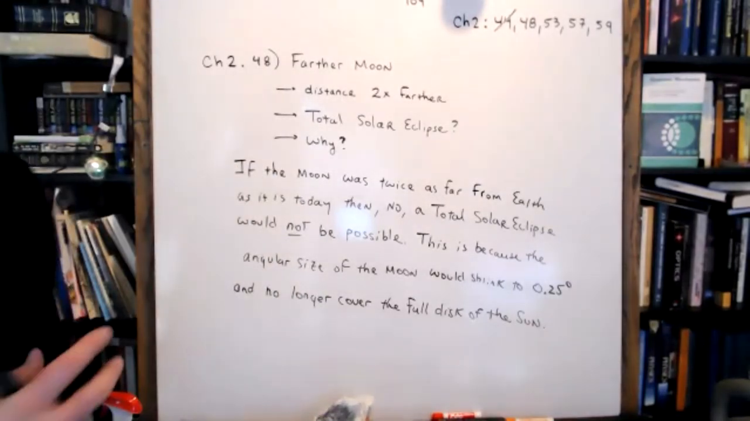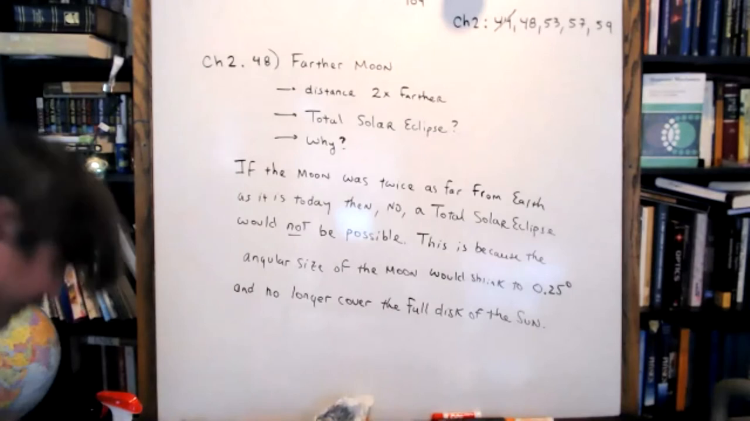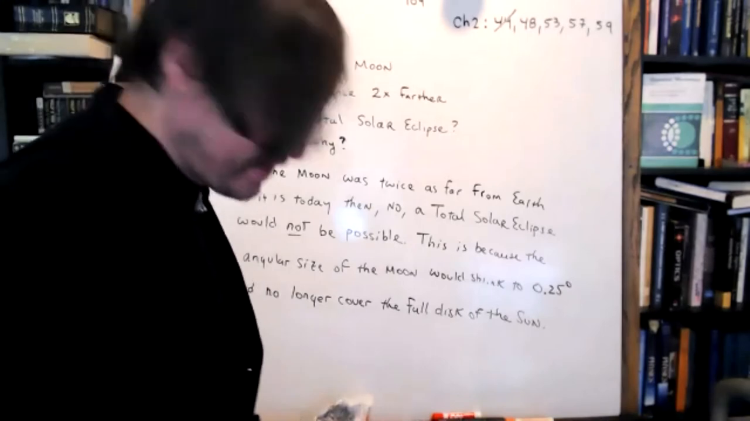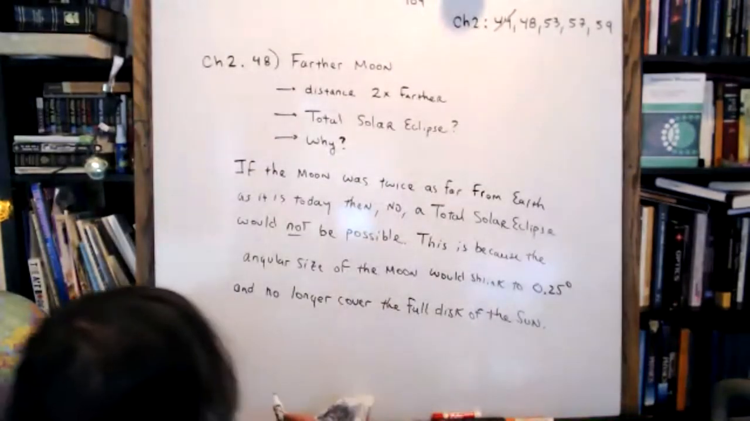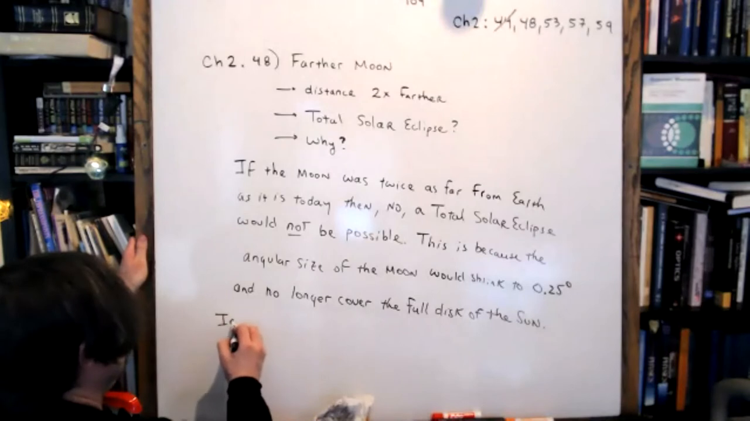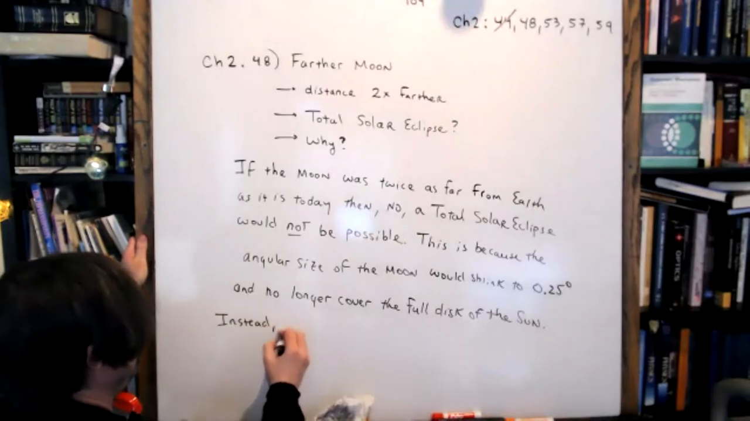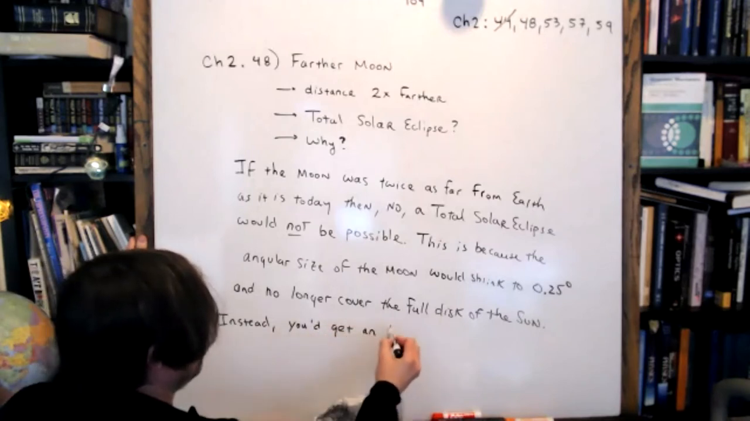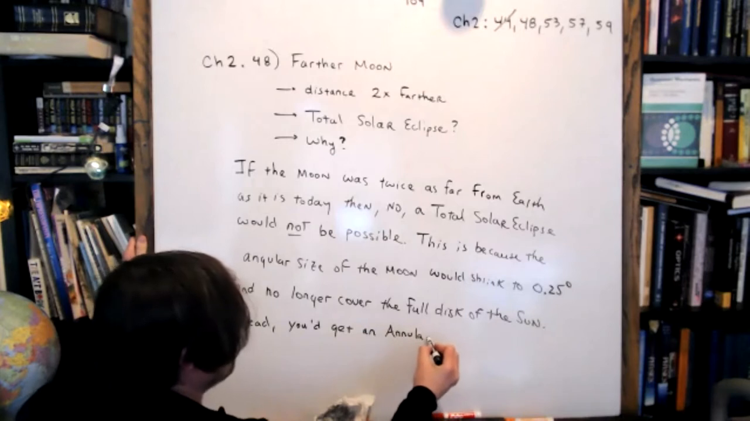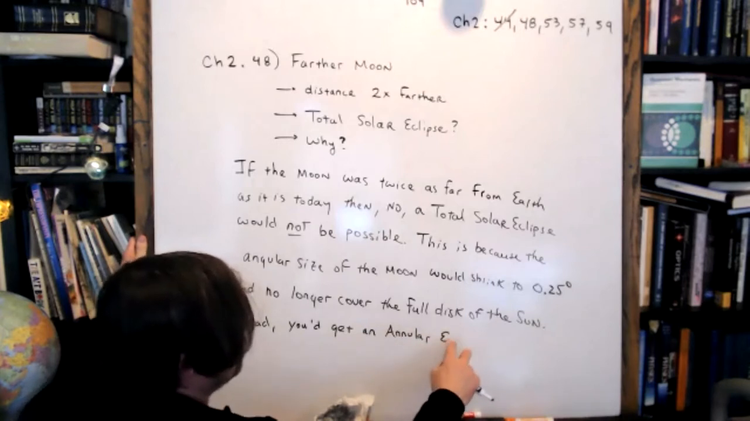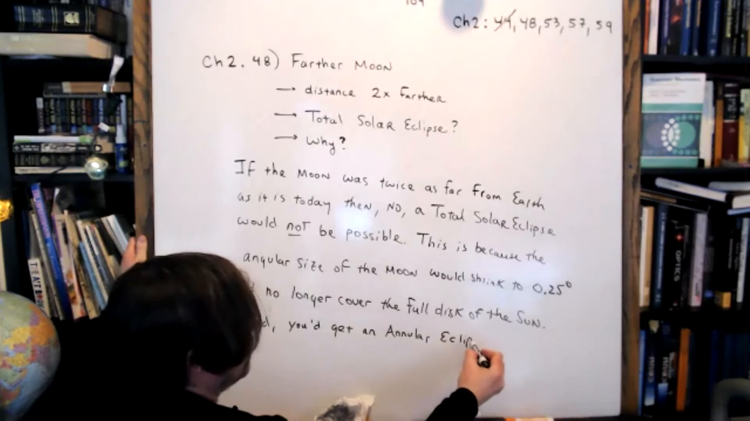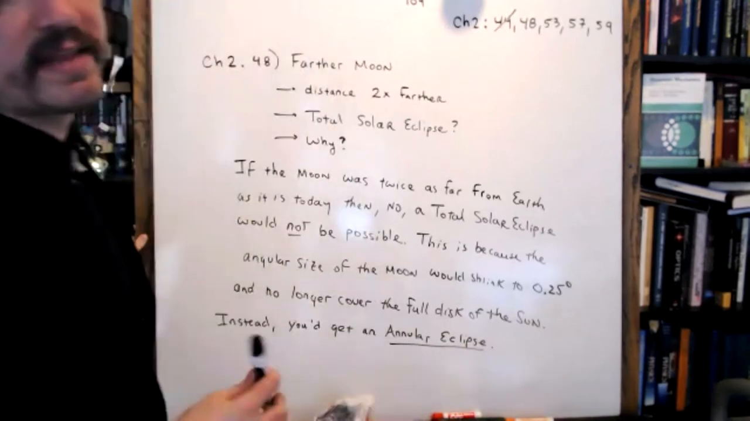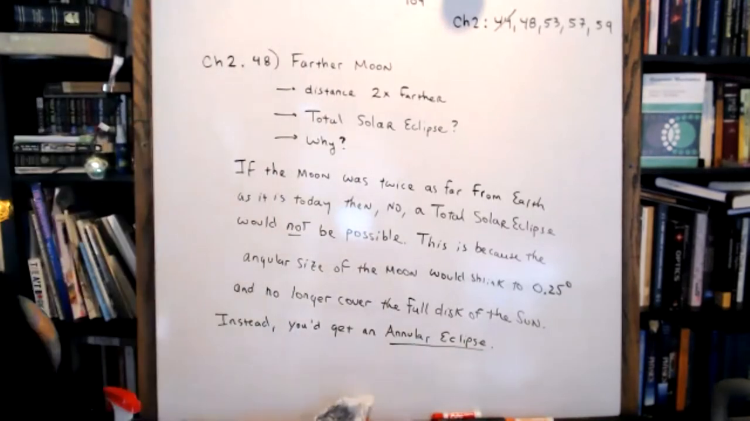I'm going to add one last sentence for completeness. This isn't strictly necessary, but since we're doing this together, we might as well do it with style. We'll add: instead, you'd get an annular eclipse. This just demonstrates that we know our different types of eclipses. So that's some bonus answer material.